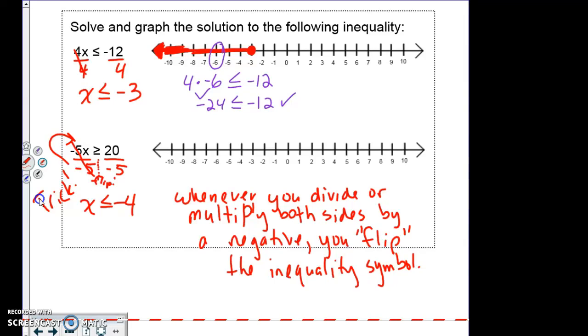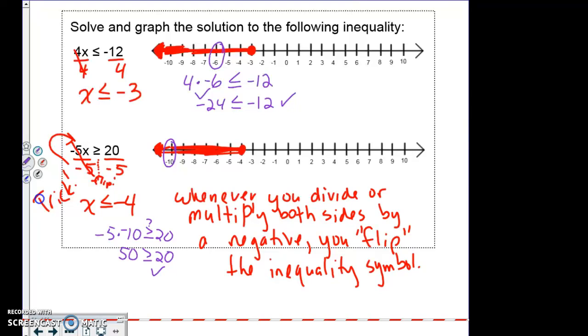So then when you come over to graph it, you're comparing it to the same number that you would normally think, but instead of graphing the greater numbers, I want to graph the smaller numbers. And let's go ahead and test it, and we're going to test it in the original inequality to make sure I did this right. So think to yourself, what's one of the numbers that I shaded? Oh, -10 is in my solution. So if I were to test -5 times -10, is that greater than or equal to 20? A negative times a negative brings me to +50, and yes, that is bigger than 20, so that's correct.